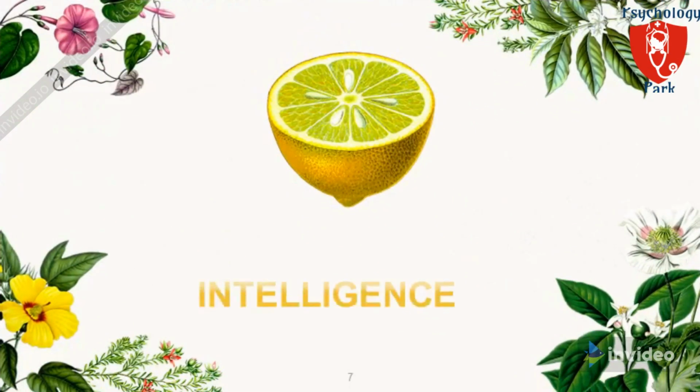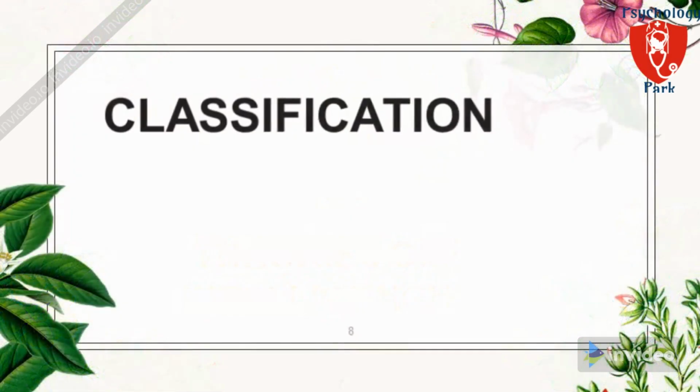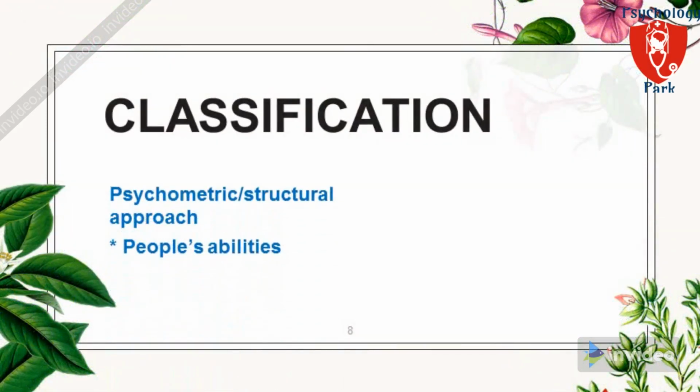Theories of intelligence can be classified mainly into two types. The first one is the psychometric or structural approach. Basically, the psychometric approach considers intelligence as an aggregate of abilities, that is, a group of abilities. It expresses the individual's performance in terms of a single index of cognitive abilities.